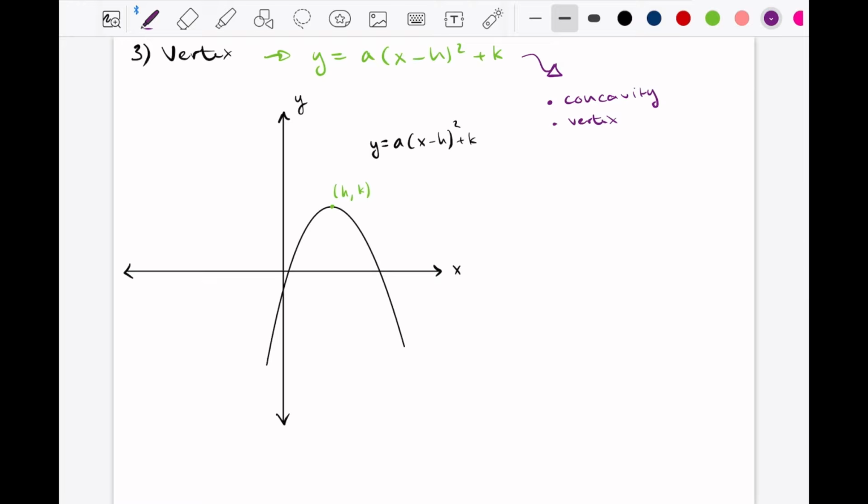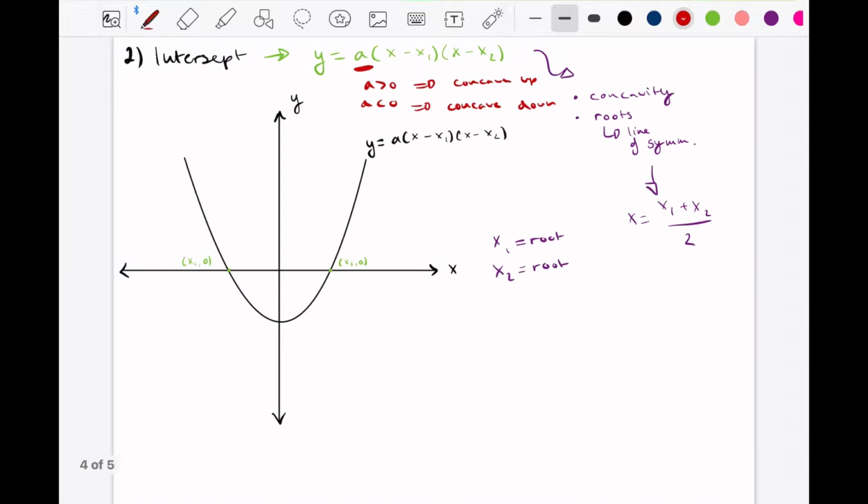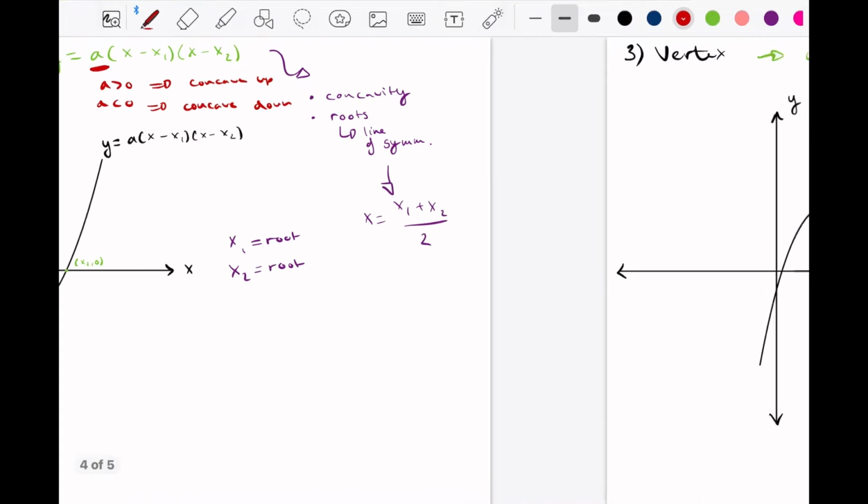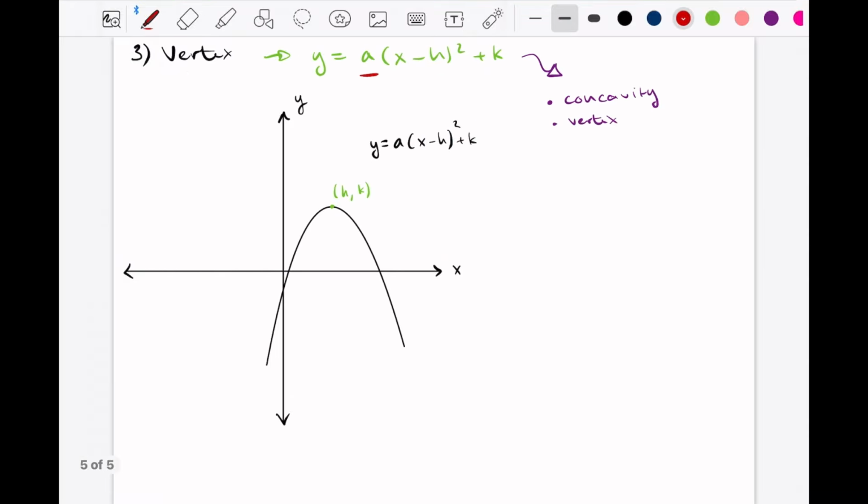And again, as the name suggests, this lets us see the vertex. First, let's again recognize that based on this a right here, we can see the concavity. If a is greater than 0, it's going to be concave up. If a is less than 0, then it's going to be concave down.